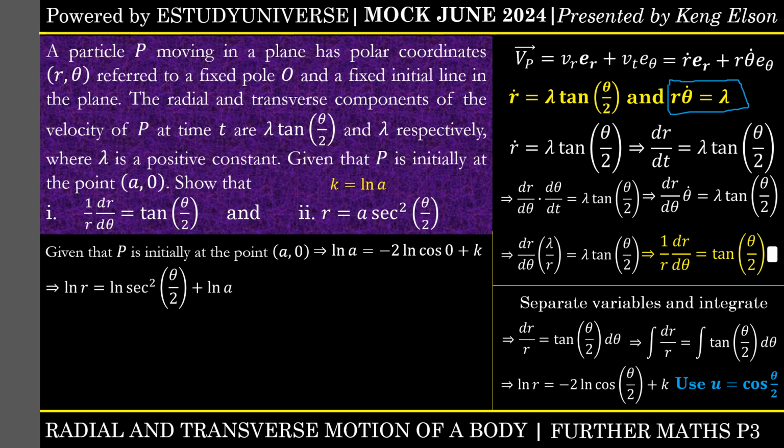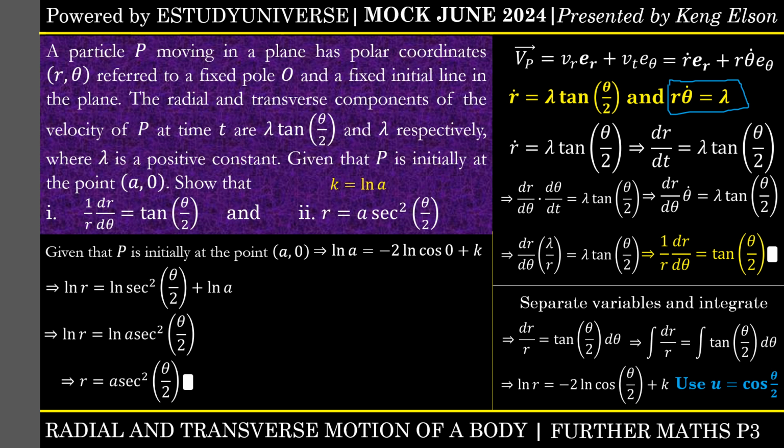Now from the law of logarithms, since you are adding two logarithms that have the same base, the base is e, because ln is the same as log to the base e, we just need to multiply what is inside the logarithms, that's the arguments. So I multiply a with sec squared(theta/2). Since ln r is equal to the ln of a sec squared(theta/2), by default r itself will be a sec squared(theta/2), and we have proven the second part.